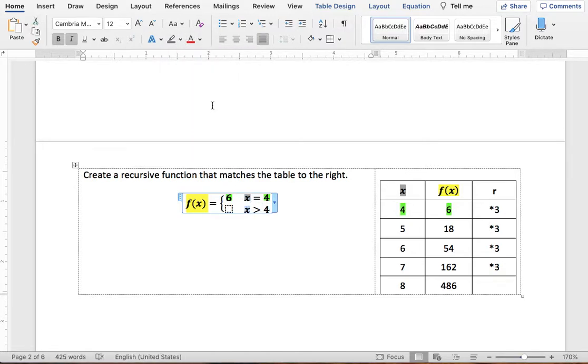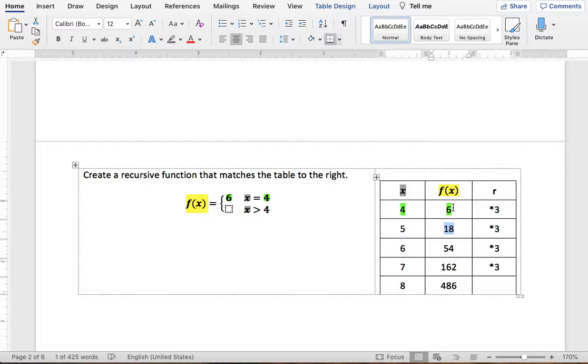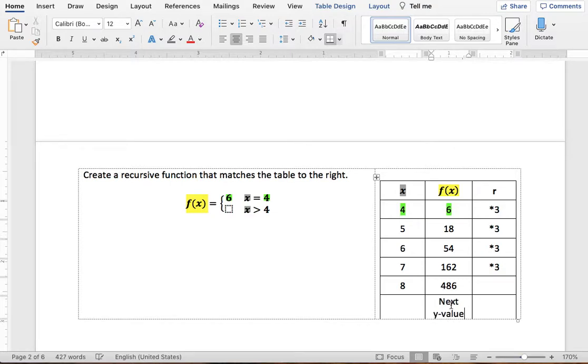You obviously don't have to do this highlighting. I am just doing this highlighting to show you how they match. And I noticed that in order to get my next y value, in order to get this 18, I took the previous y value and I multiplied times 3. So for example, this value right here, this next y value would equal my previous y value multiplied times 3.